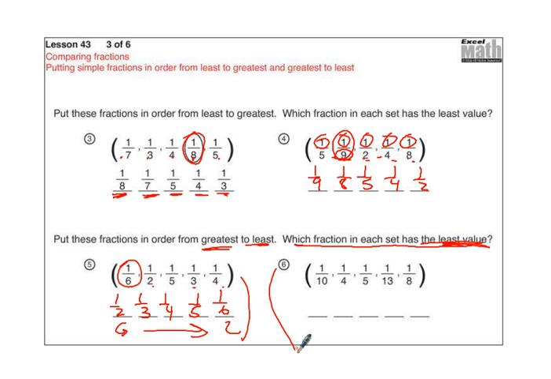All right, so again, we're starting with the greatest fraction here, and in this case, 1/4 is going to be the largest one, and then 1/5, 1/8, 1/10, and 1/13. Notice the denominators are getting larger as the fractions are getting smaller. So 1/13 has the least value of all those fractions there.